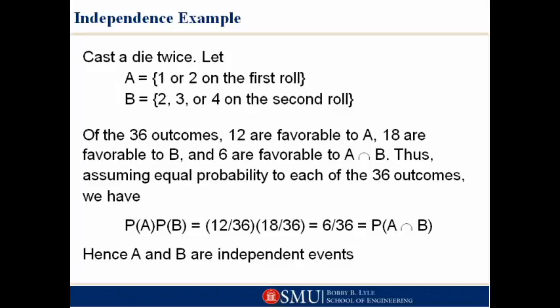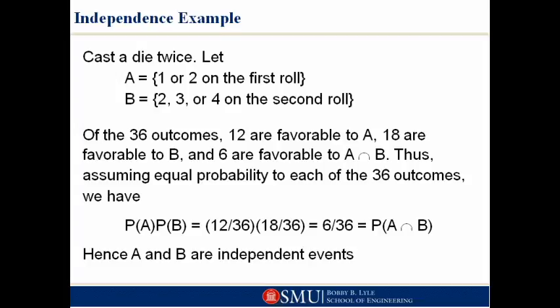So, for example, we cast a die 2 times. Your gut feel would tell you, if I cast a die 1 time, would the outcome of that roll be independent of throwing that same die a second time? Of course they are, right? They're not impacting each other. So let's say the event A is a 1 or a 2 on the first roll, and the event B is a 2, 3, or 4 on the second roll.